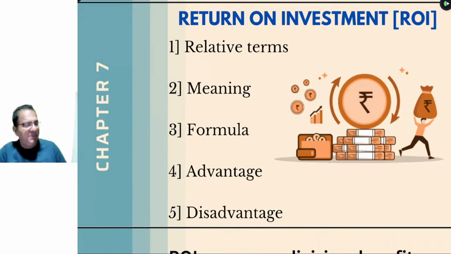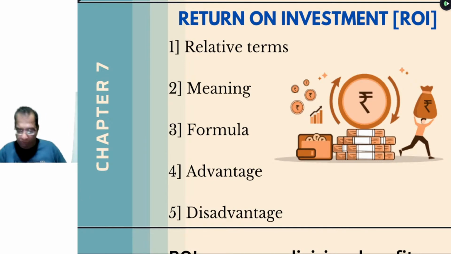The formula will be very simple. In the numerator, we will put the profit, and in the denominator, we will have the investment. Another word can be capital employed also. Okay. There are some advantages of using this ROI, and there are also some disadvantages if we measure the performance based on ROI.